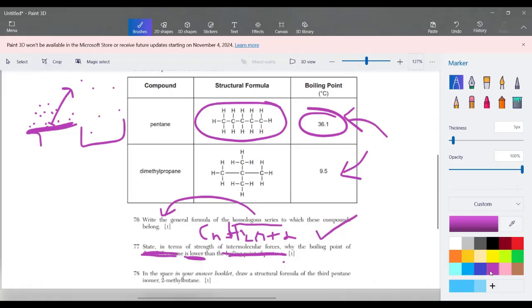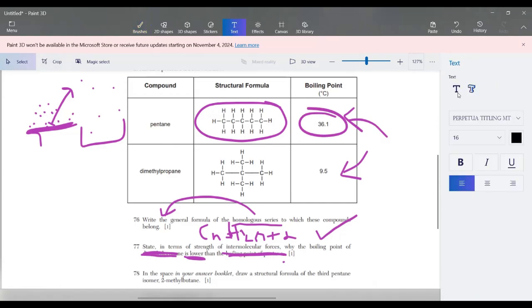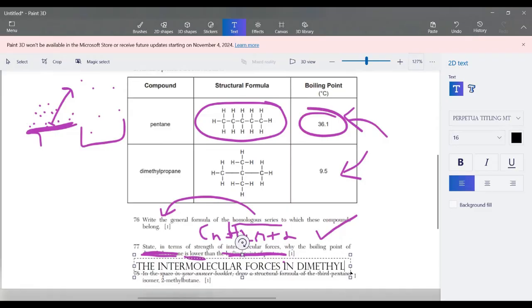Now, they have asked you about the low boiling point. Low boiling point means the opposite. It means that your intermolecular forces are weak. Now, the only reason I would need the name of the compounds is to make sure that I refer to the correct compound. Intermolecular forces in dimethylpropane are weaker. That's all I have to say.